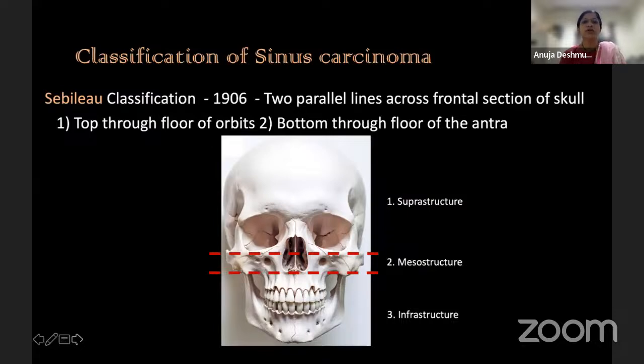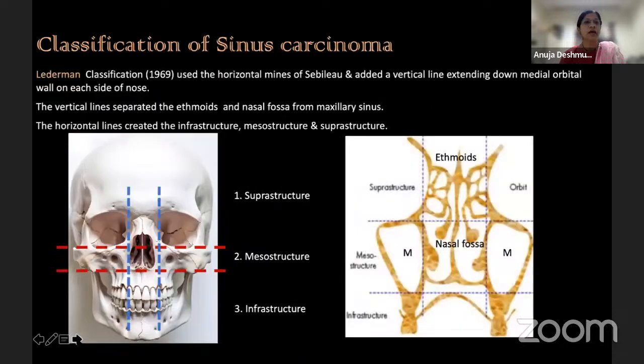So coming to the classification of sinus carcinoma, we all have learned these two parallel lines which divide the maxilla into suprastructure, mesostructure, and infrastructure. And we know these two parallel lines go through the floor of the orbit and the floor of the antrum. Lederman has further added two more vertical lines going through the medial canthus area, which further divides the ethmoids and the nasal fossa, apart from the suprastructure, mesostructure, and infrastructure.